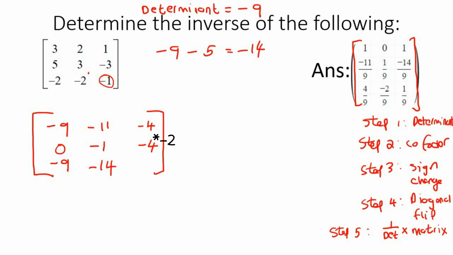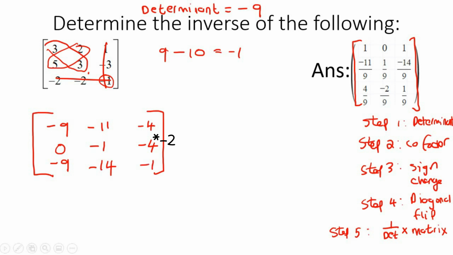And now we are in the last one, so you put a line and a line. And so that's going to give you 3 times 3, which is 9, take away 2 times 5, which is 10, and so that's negative 1. There we have it. Okay, so we've done the determinant, which we got as negative 9. We've done the cofactor. Now we need to do the sign change.